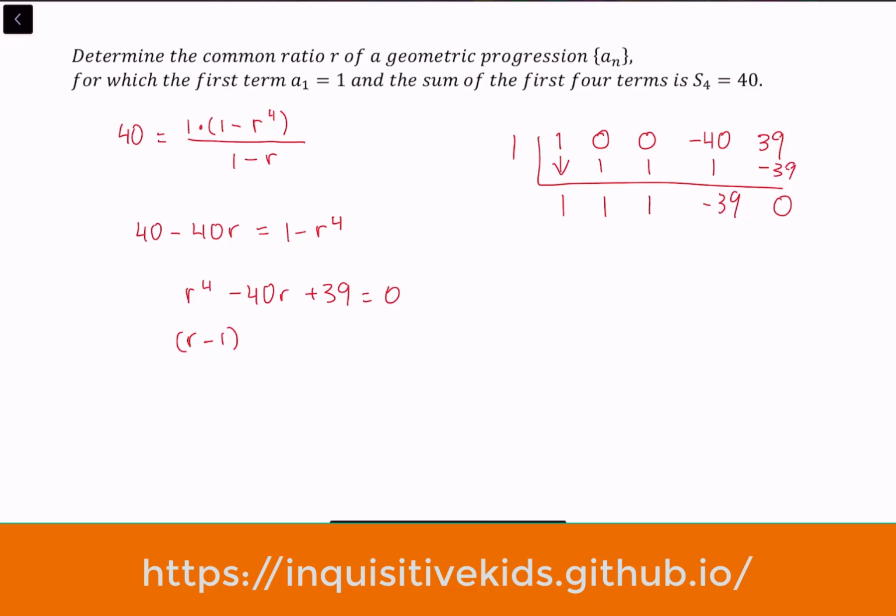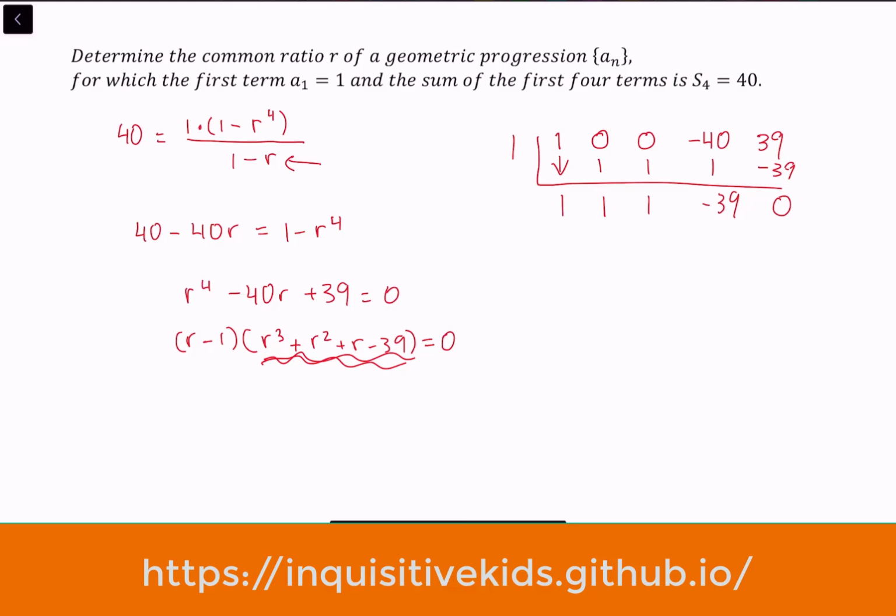So now the remaining polynomial we have is this. We can see that r could be equal to 1. But this is actually not our answer, because the common ratio of a geometric progression cannot equal 1. And earlier, we had 1 minus r in the denominator. If r was equal to 1, this fraction would be undefined. So r cannot equal 1, which means the solution must lie in here. This polynomial must be equal to 0.